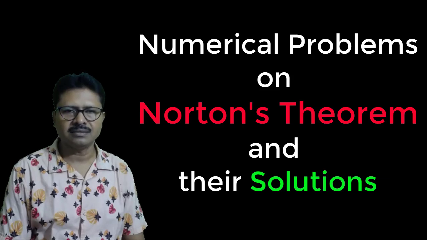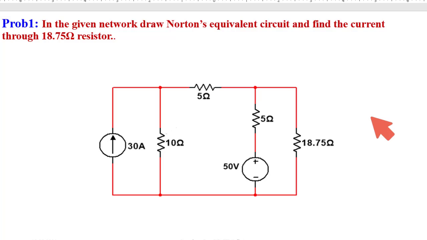Entering into the discussion. Problem 1. In a given network, draw Norton's equivalent circuit and find the current through the 18.75 ohm resistor. So here the problem is to find out the current through this 18.75 ohm resistor. We need to use Norton's theorem.